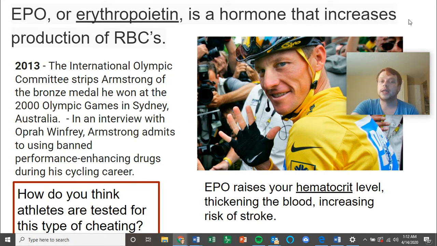Now, there is an advantage to having more red blood cells, right? We know that the average concentration is actually less than 50%, but this is an article on Lance Armstrong, who was stripped of a medal that he won in the Sydney Olympic Games. The reason for that is he had an interview with Oprah and he talked about how he used a performance-enhancing drug to improve his cycling abilities. The drug in question is something called erythropoietin. What it does is it increases the production of red blood cells. If you have more red blood cells, you're able to circulate more oxygen throughout your bloodstream, but it can also cause your blood to thicken and can increase your risk of a stroke.